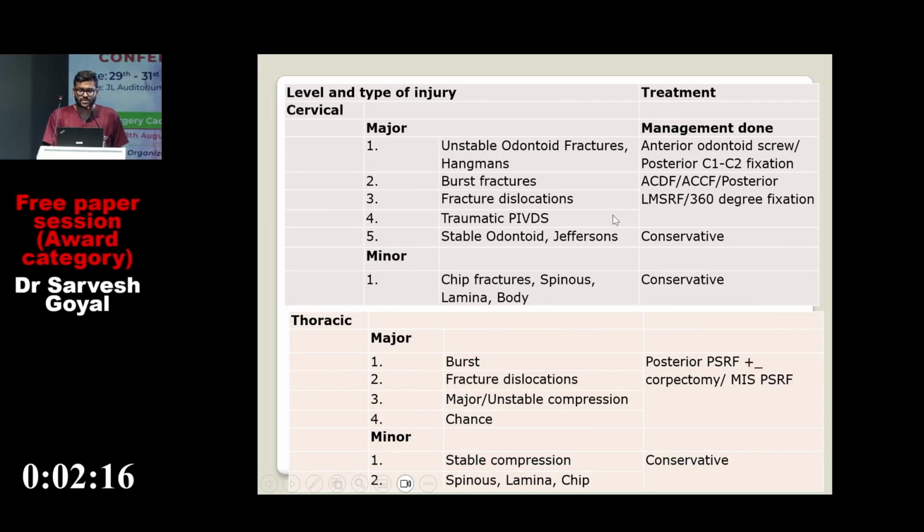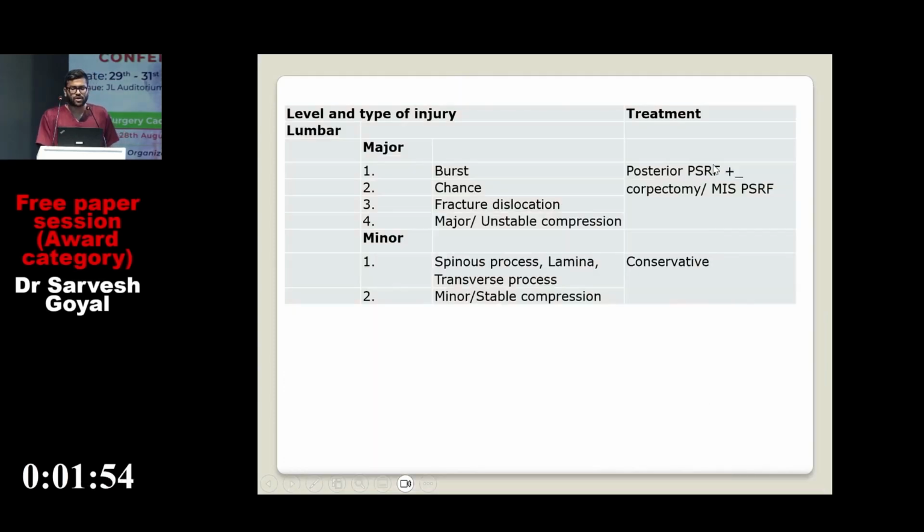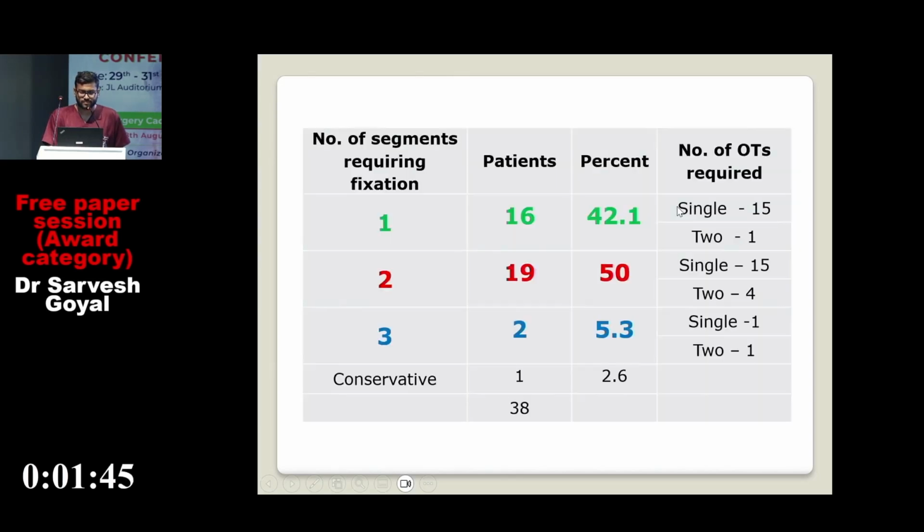For cervical fractures and fracture dislocations, we used a variety of approaches like ACDF, anterior cervical corpectomy and fixation, and posterior lateral mass screw rod fixation, and wherever deemed necessary, 360-degree fixation was also done, whereas minor injuries were managed conservatively. Similarly, for the thoracic and lumbar spine, for major injuries like burst fracture, fracture dislocation, and unstable compression, posterior pedicle rod and screw fixation, either open or MIS, or whenever deemed necessary, corpectomy and cage fusion was also done.